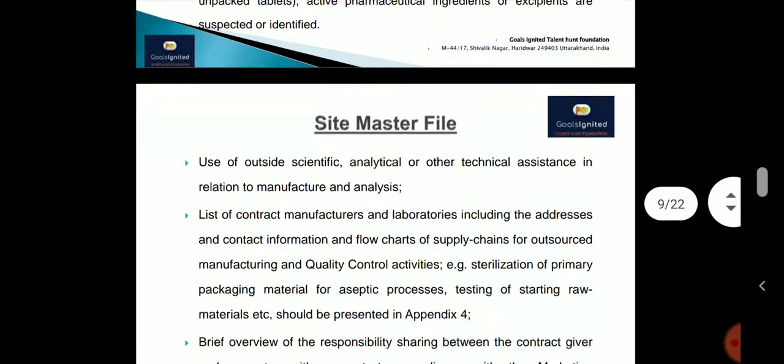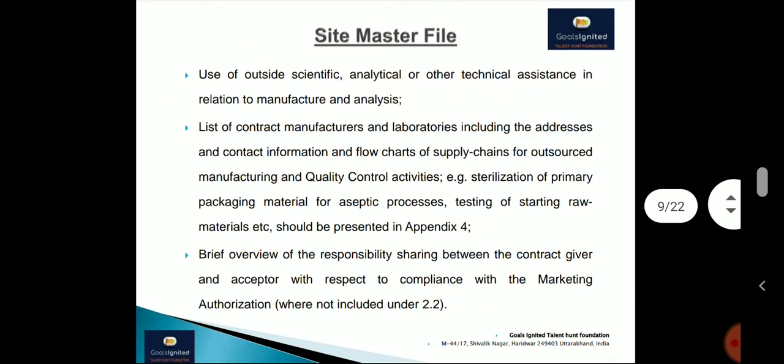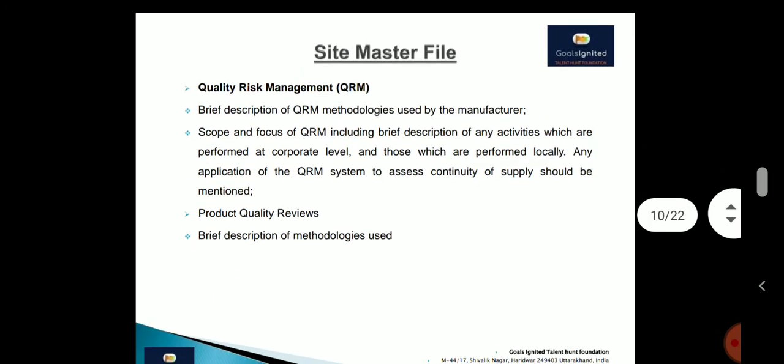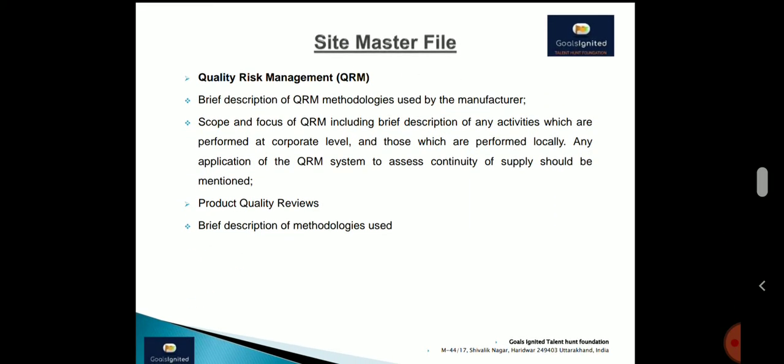So quality control activities, a list of the quality control equipment, instruments, and the approved technical persons need to be mentioned as an appendix or as a content of the site master file, under the different sections of the site master file. Quality risk management is one of the important contents of the site master file. How do you assess the risk, how do you mitigate the risk, the procedure needs to be clearly defined as per the respective SOP. Product quality reviews and a brief discussion about the methodologies used in the risk assessment need to be mentioned in the site master file.